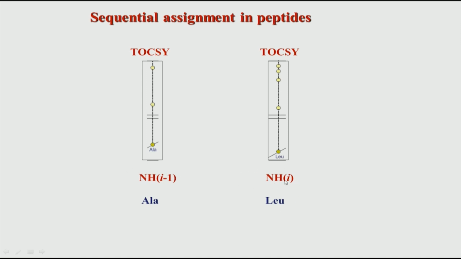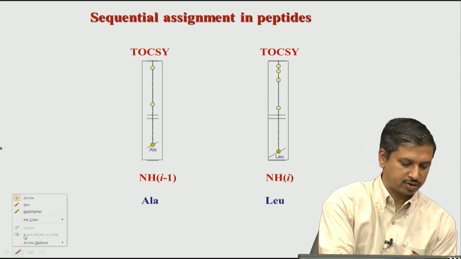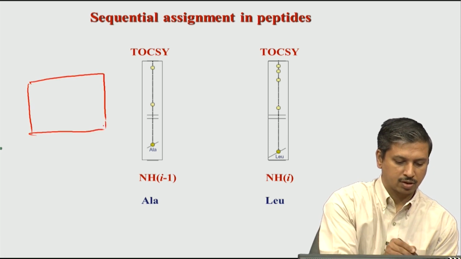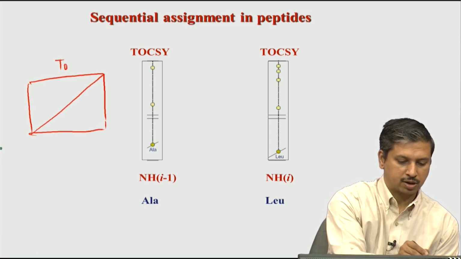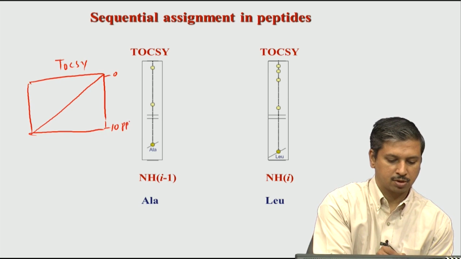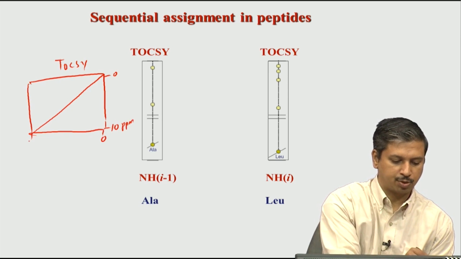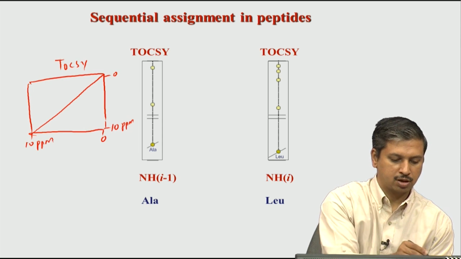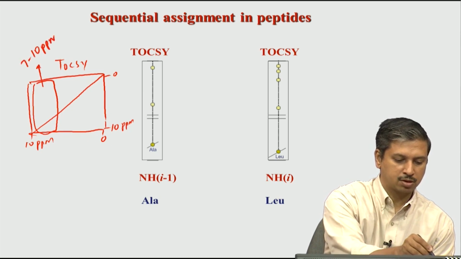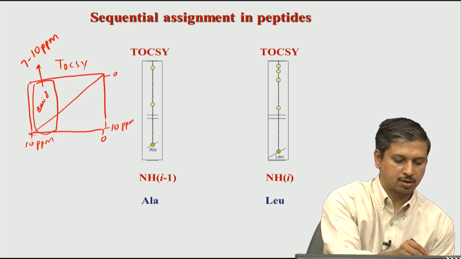Let us say this is the NH of residue i, and this is the NH of residue i minus 1. Let me again illustrate where we are focusing here. This is a TOCSY spectrum. This is the diagonal. We are looking at TOCSY, and this axis is between 0 to 10 ppm, and this one is also between 0 to 10 ppm. The amide region comes in this portion, 7 to 10 ppm. So, this is the amide region.